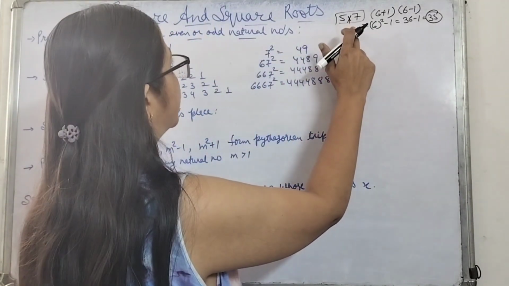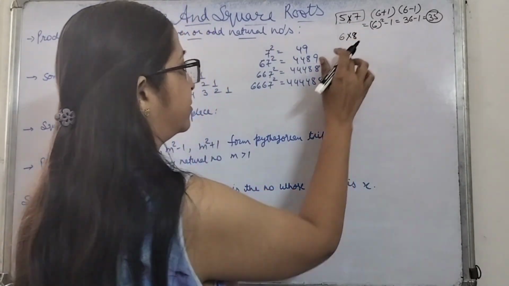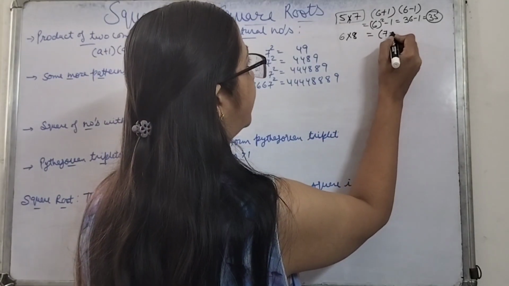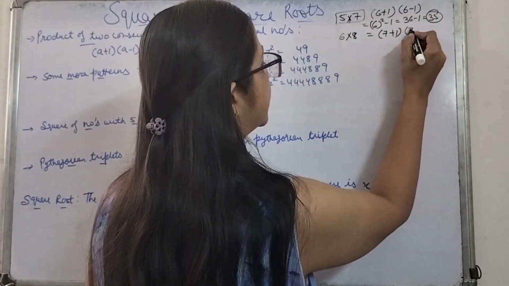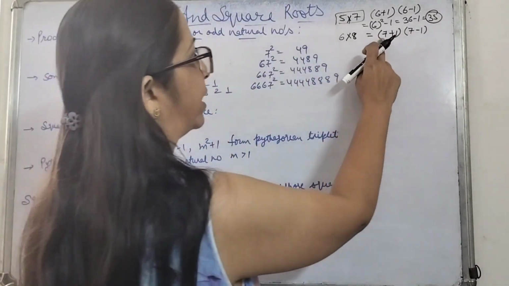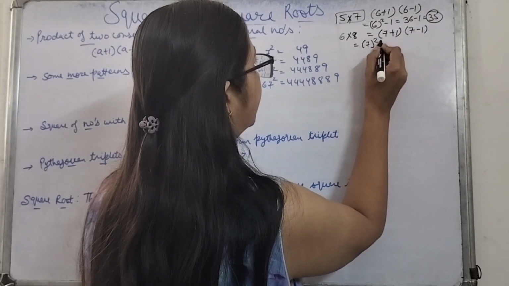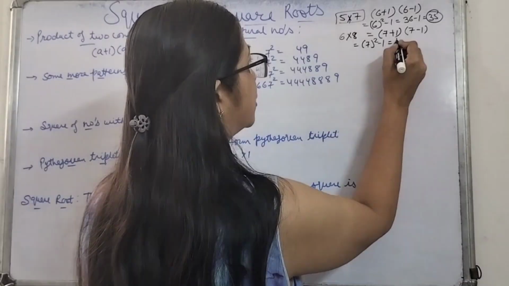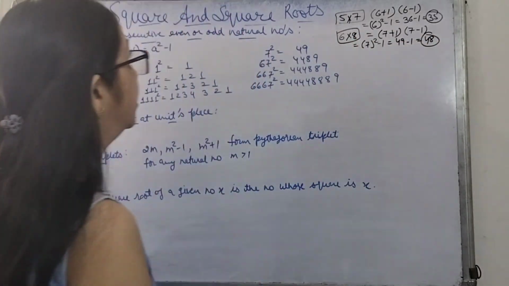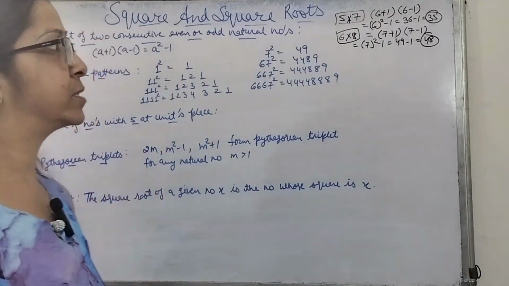Similarly, we will take two consecutive even numbers. Say we have taken 6 and 8. If we have to multiply these two, we know that 8 could be written as 7 plus 1 and 6 could be written as 7 minus 1. So comparing this with (a plus 1)(a minus 1), we can see the value of a is 7. So the product of these two will be 7 square minus 1. 7 times 7 is 49, minus 1 is 48, and we know 6 times 8 is 48. So this is how we can find the product of two consecutive even numbers or odd numbers.